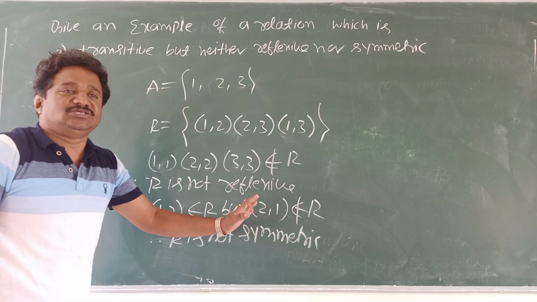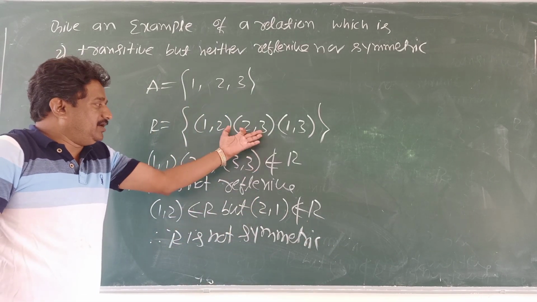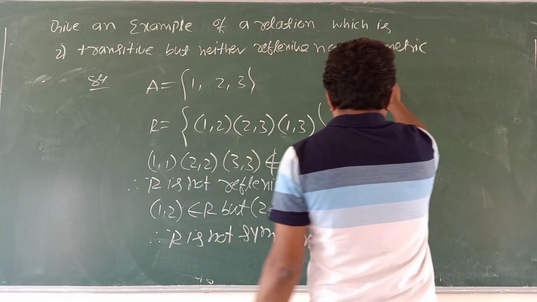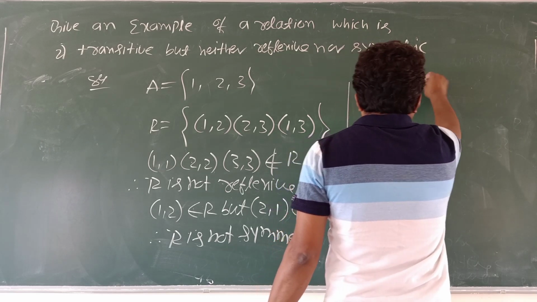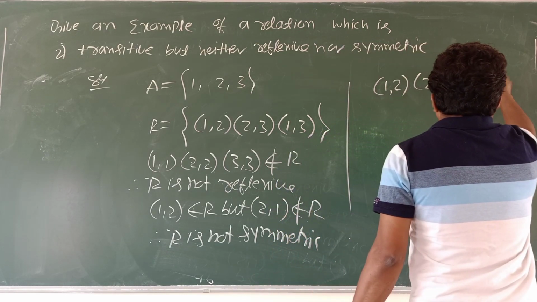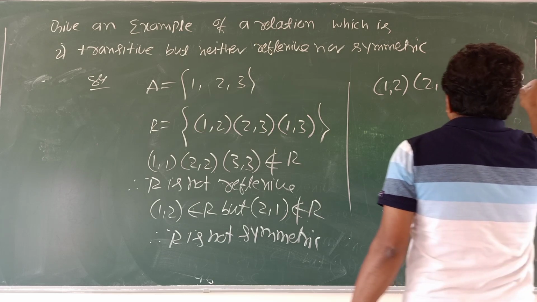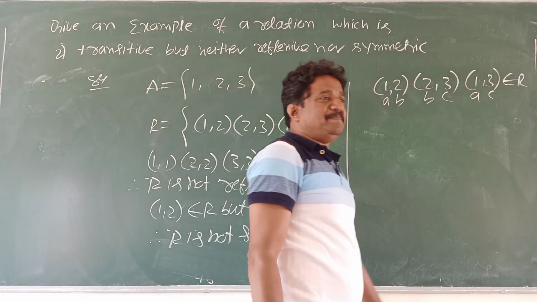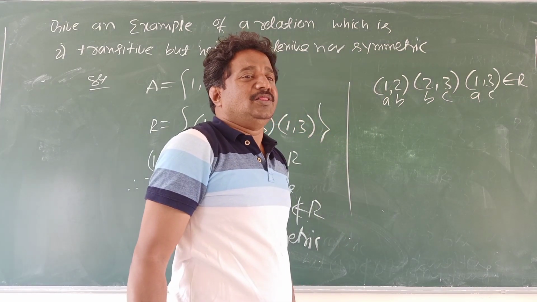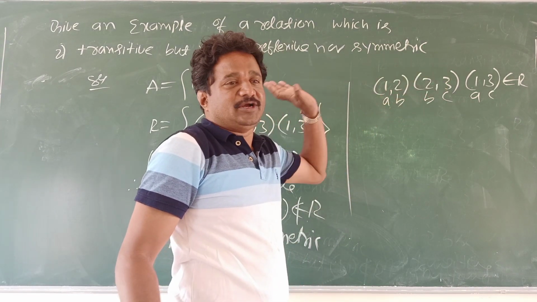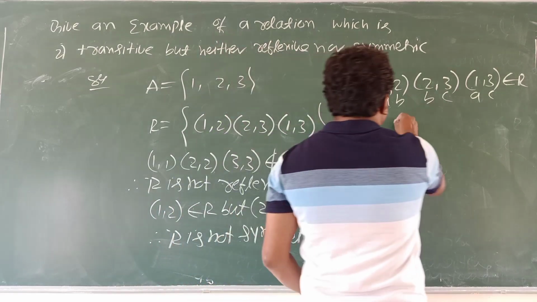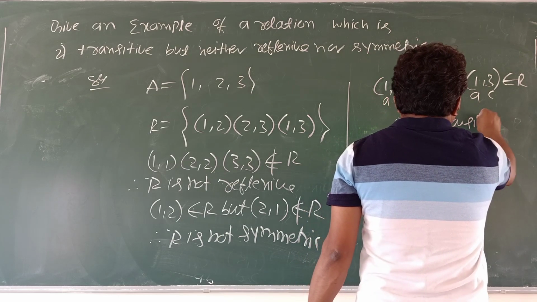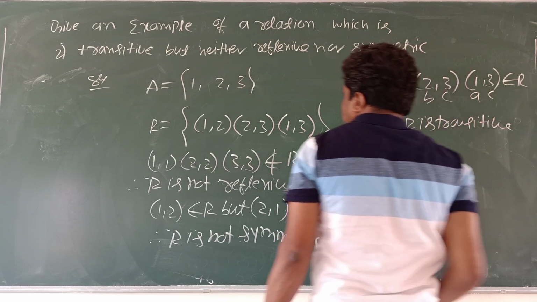Is this R transitive? Yes. We have written a transitive relation itself. So write: (1, 2), (2, 3), (1, 3) belong to R. (A, B), (B, C), (A, C). All three ordered pairs are in R. Therefore, it must be transitive. Therefore, R is transitive.